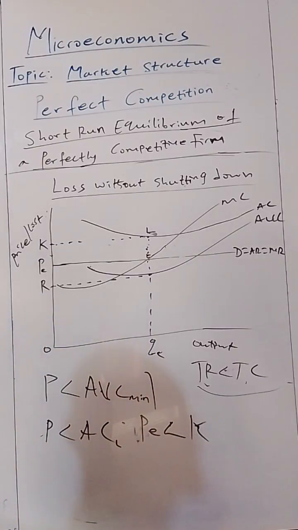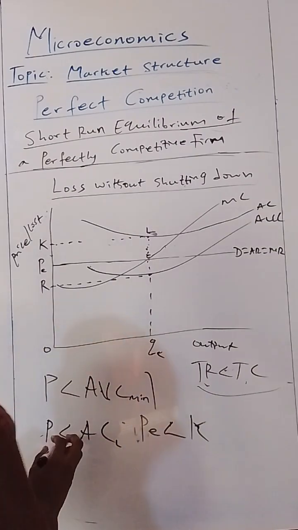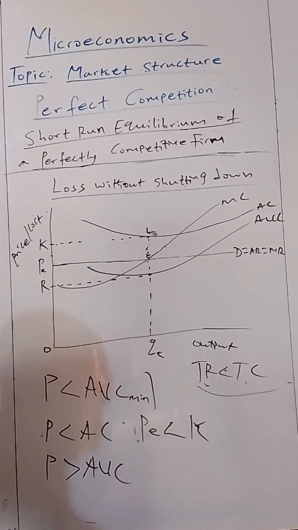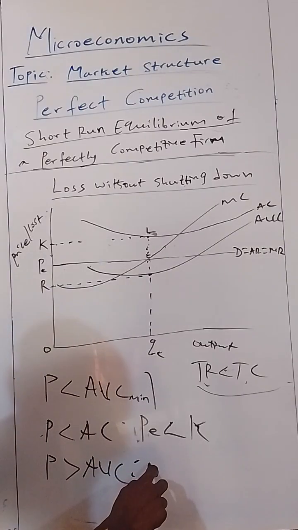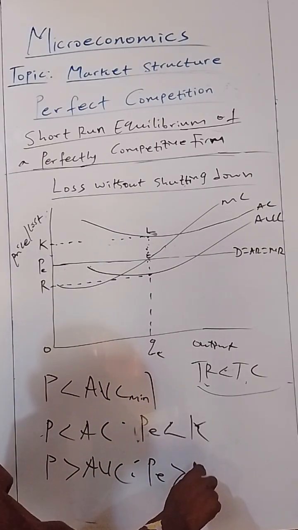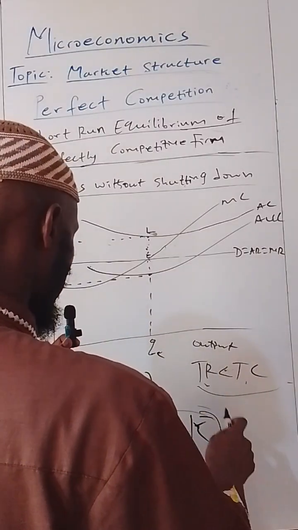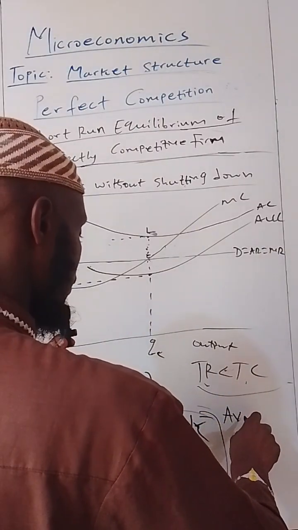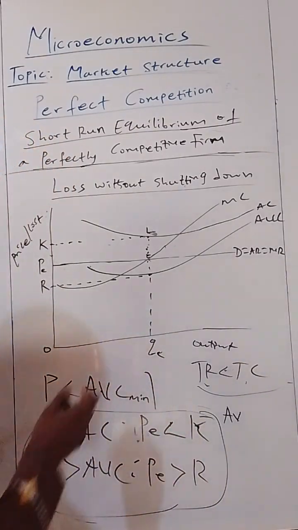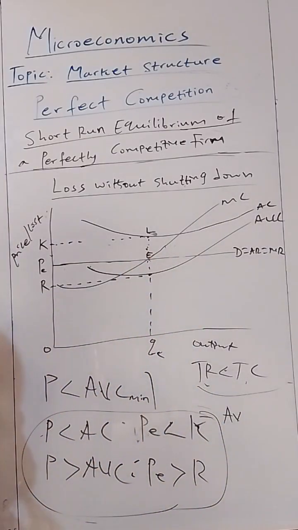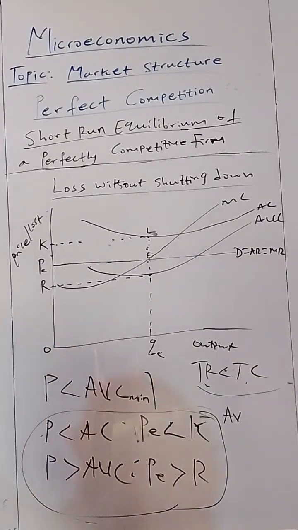But should the firm shut down? We cannot conclude until we check average variable cost. Look at it, you can see that although the price is less than AC, that is PE is less than K, the price is greater than AVC. You can see the price is above AVC, that is, PE is greater than R. So in this situation, the firm is making a loss, but the firm is able to recover all its variable costs at this equilibrium, and part of the fixed cost. In other words, the firm is covering all its variable cost and part of the fixed cost. So the firm should continue to operate. The firm will not shut down.